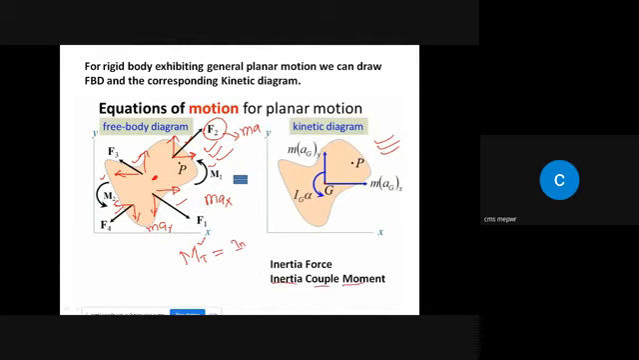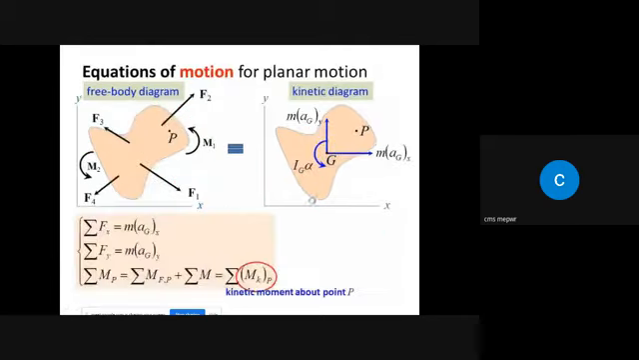So in the free body diagram, basically we replace the supporting structure and show its effect in terms of forces. Whereas in the kinetic diagram, we replace the forces by the inertia force, and we replace the moment by the inertia couple moment. So this is basically our kinetic diagram, in which we have the inertia force and the inertia couple moment instead of the applied moment or couple.